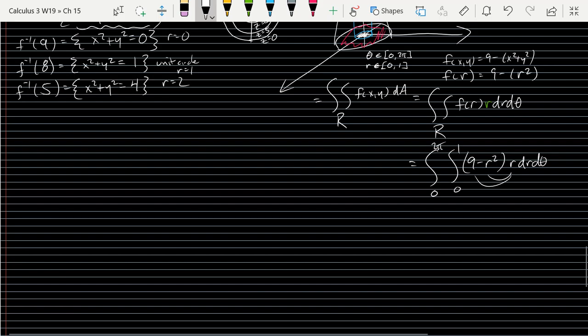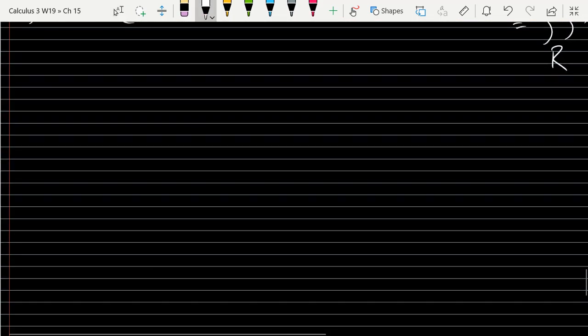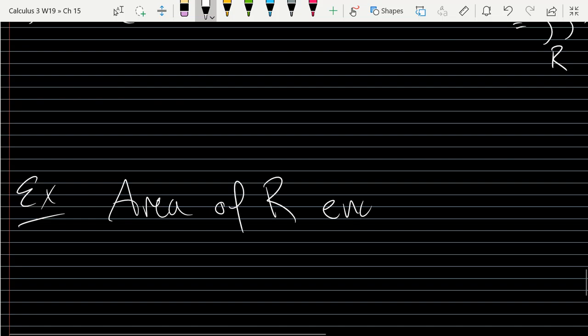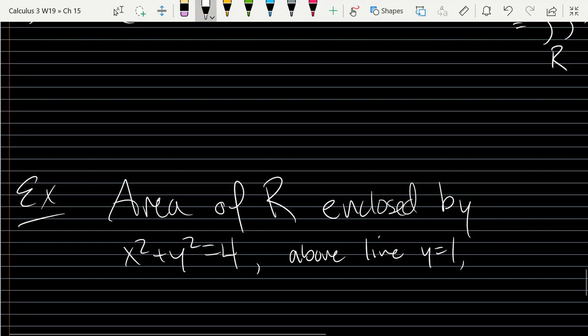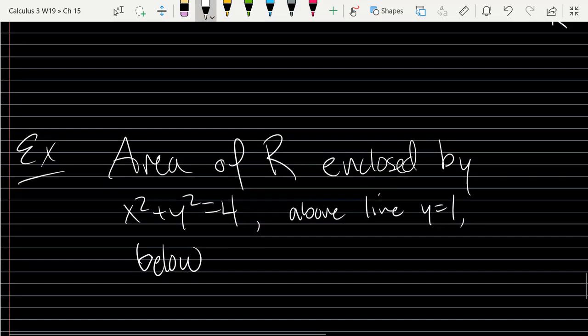So, ready for our last example in this section. We're going to be looking for area. I thought we wanted volume. So, the area of the region R. It's going to be enclosed by x squared plus y squared equals 4. So right there you can tell why it might be in the polar coordinate section. We're looking at a circle. We're above the line y equals 1 and below the line y equals square root 3 x.